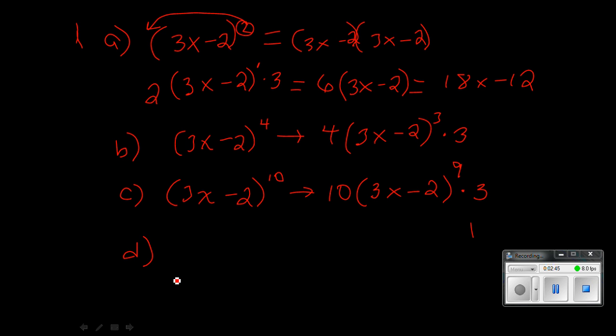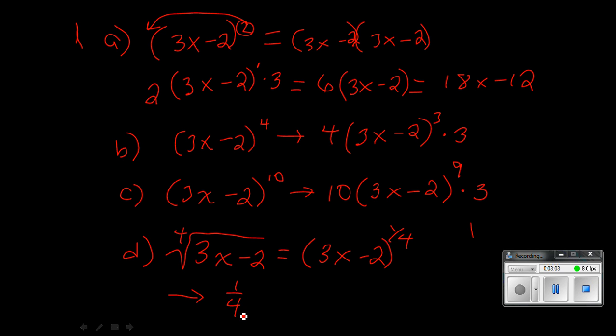And then our last one, we'll do the 4th root of 3x minus 2, which is the same thing as saying 3x minus 2 to the 1/4. So if we take the derivative of that, pull the 1/4 out front, keep the inside the same, reduce that 1/4 by 1, which means we're subtracting 4/4, so it's going to be to the negative 3/4, and then multiply that by the derivative of the inside, which is just 3. So that would be your answer there.